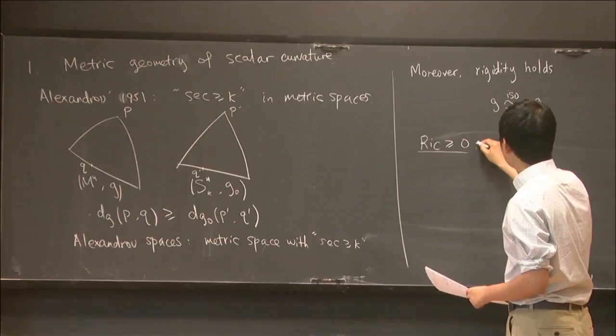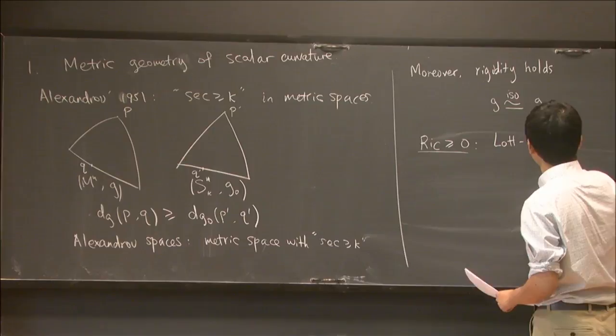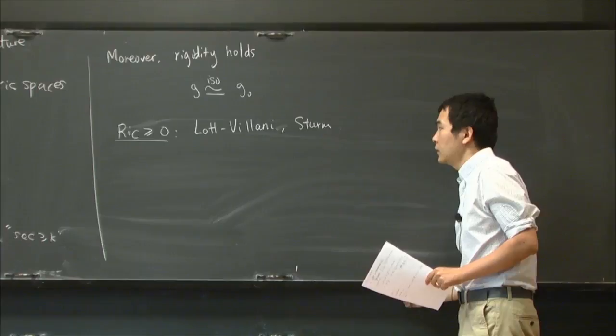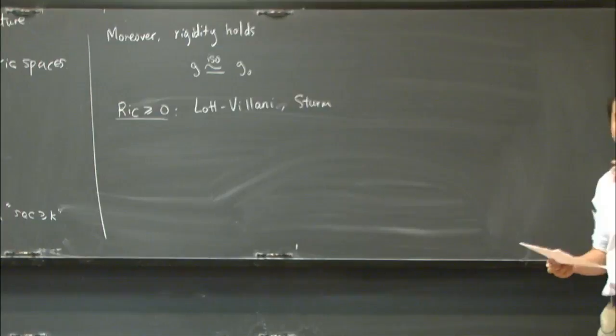by some very hard theory in optimal transport, by Lott-Villani and independently Sturm. And this is totally different from the geometry of Alexandrov spaces, and quite different from what I'm interested in today. So I'll just skip that.